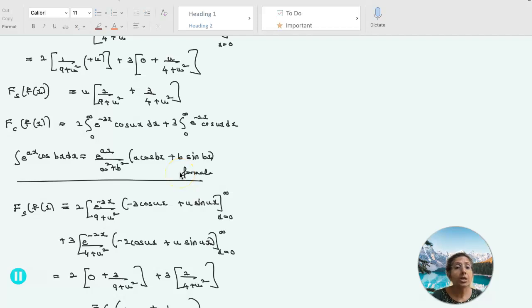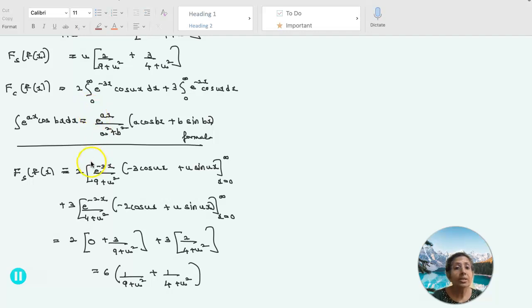This is the formula. So your Fourier cosine transform will be 2 e raised to minus 3x by (9 plus u squared), (minus 3 cos ux plus u sin ux), plus 3 e raised to minus 2x by (4 plus u squared), (minus 2 cos ux plus u sin ux), within the limits x equal to 0 to infinity. So substituting, when you put infinity, this becomes 0. When you put x equal to 0, you get minus 3 by 9 plus u squared. So minus will give you plus.